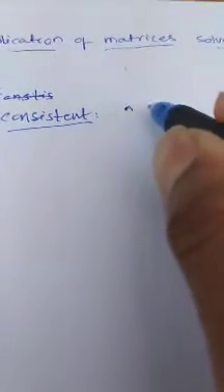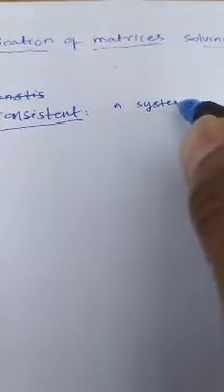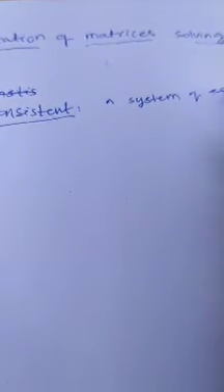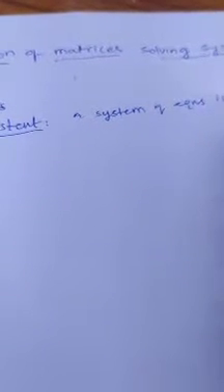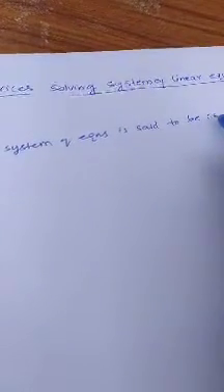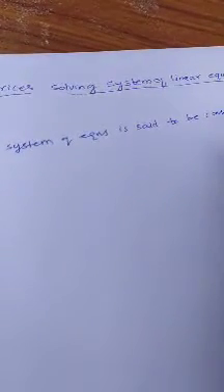What is a consistent system of equations? Consistent. A system of equations is said to be consistent if it has at least one solution.